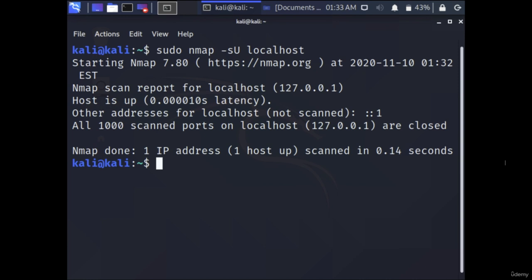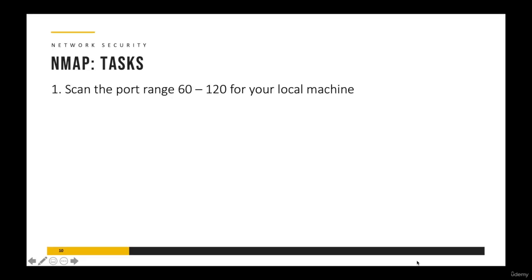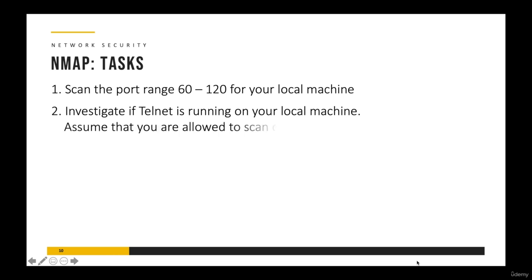We are now going to discuss the tasks that you need to perform. The first task is to do a port scan of a particular range of ports starting from port 60 to port 120 for your local machine. Instructions on how to do this are shared in the lab document. Your second task is to investigate if telnet is running on your local machine. The only catch is that you are allowed to scan only a single port. This concludes our lab. I'll see you in the next lecture.